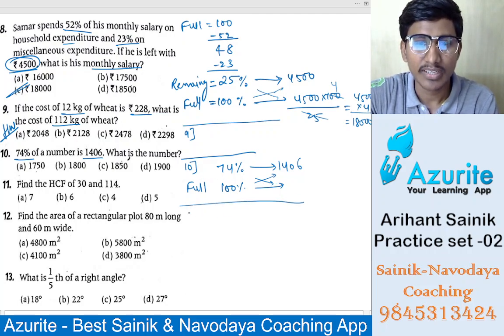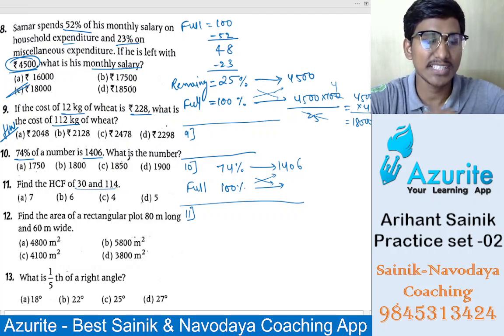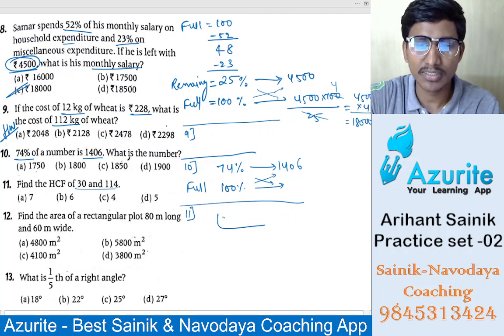Okay, good. Next, the 11th one. HCF of 30 and 114 is how much? It is easy. The number is 6, sir.